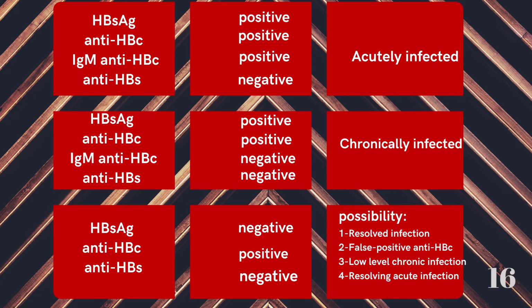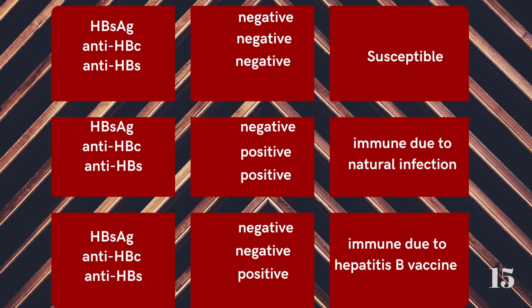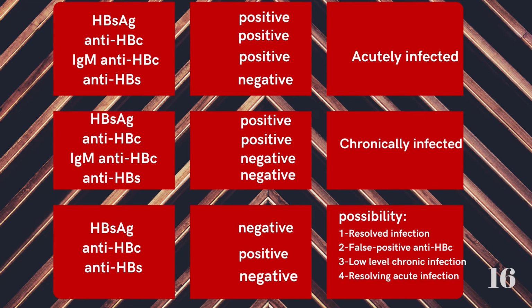If you find hepatitis B surface antigen is positive, and anti-hepatitis B core is positive, and anti-hepatitis B core IgM is positive, and only anti-hepatitis B surface is negative, so the antibody is negative, but the antigen is positive, anti-core is positive, and IgM anti-core is positive. All this positive, that means this is acutely infected.